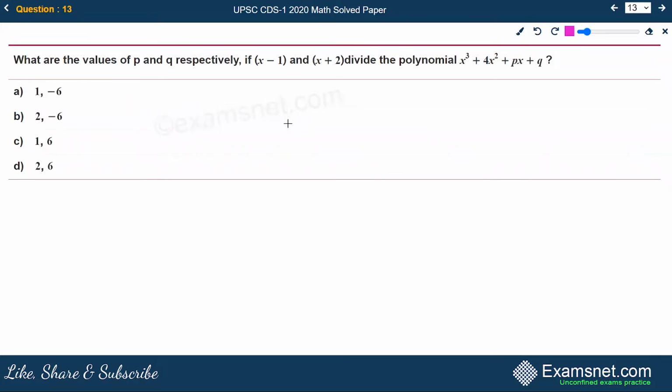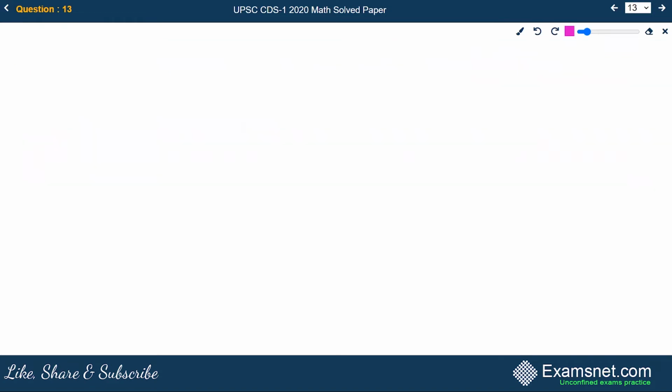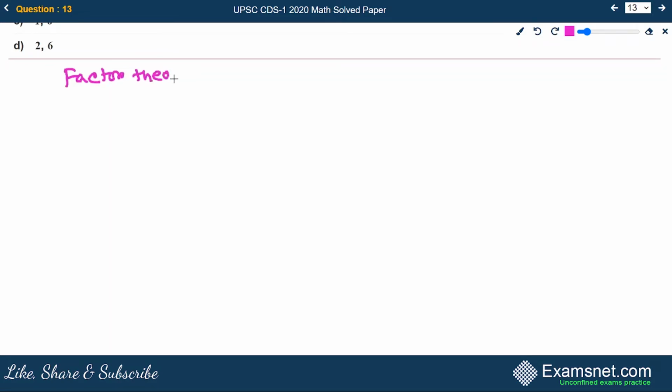In question number 13, we are given: what are the values of p and q respectively, if x minus 1 and x plus 2 divide the polynomial x cube plus 4x squared plus px plus q? So we will use the concept of factor theorem here. According to factor theorem, we can write, what does it state? Let me write it here.